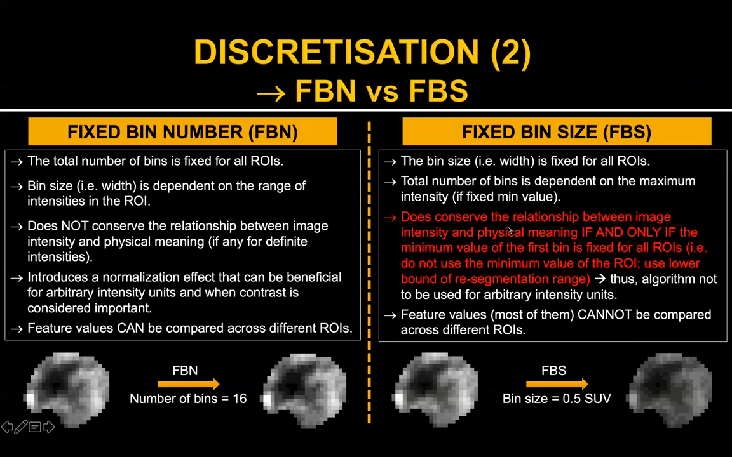So that actually conserves the relationship between image intensity and physical meaning, meaning we say that between -500 and -450 HUs always refers to a discretized bin of 1. Then -450 to -400, discretized bin of 2. So there's a direct relationship between the physics and the bin number, basically. But this relationship is conserved if and only if the minimum value of the first bin, for example, -500, is fixed for all ROIs.